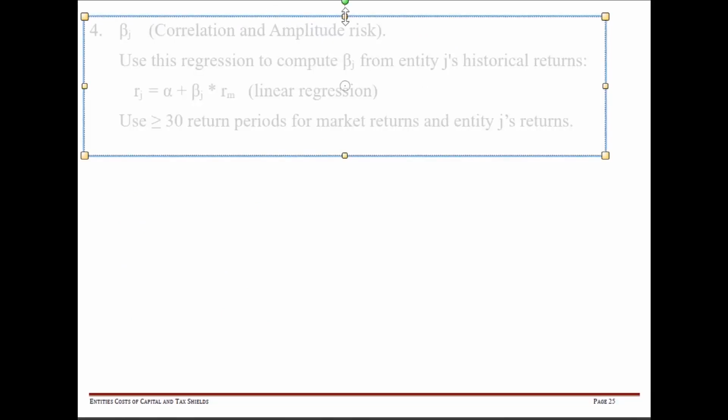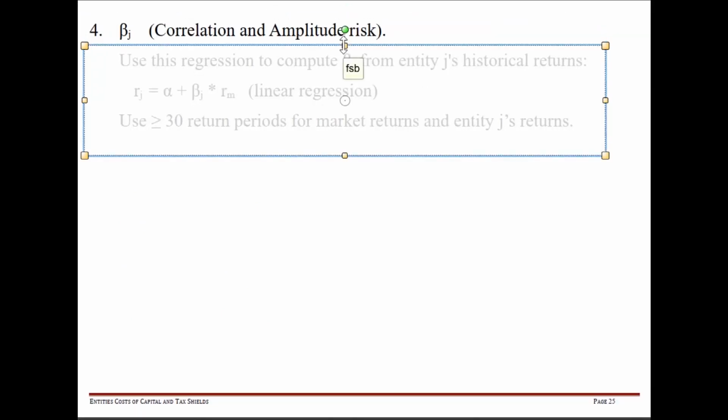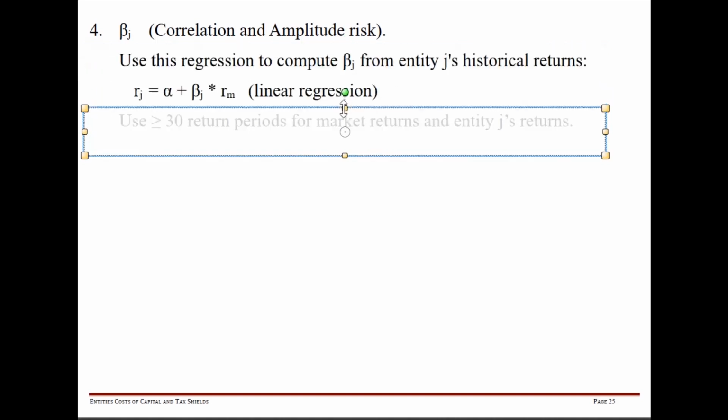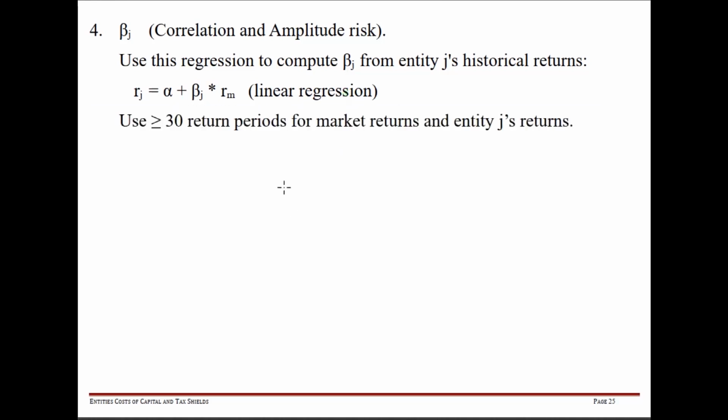Okay, and then how do we get our correlation and amplitude piece? Once again, we do that from the correlation of the returns of the company we're looking at to the returns of the market. We just do this linear regression, and the slope of that regression line is beta. And you want to make sure when you do that, you use at least 30 return periods if you can. Okay, and that is it for our handout 14.